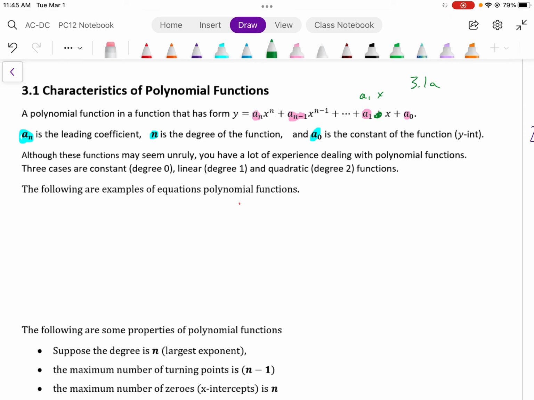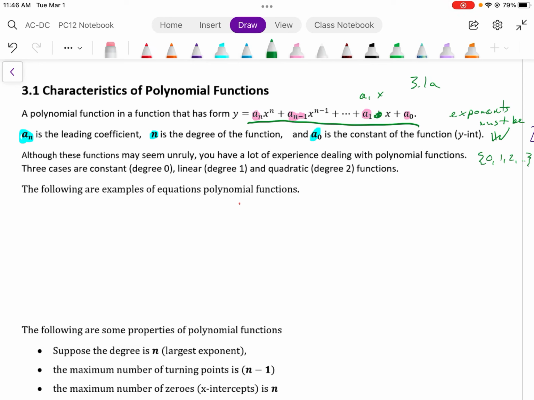There's one thing that I should comment on, is that the exponents must be whole numbers. That is, the exponents of the variables are 0, 1, 2, etc. So no rational exponents, no negative exponents, nothing like that. So although this seems quite ridiculous and long, you're very familiar with these functions.